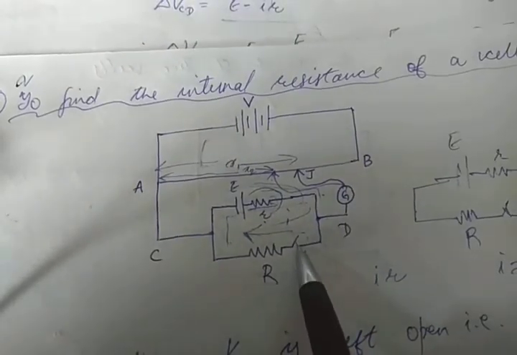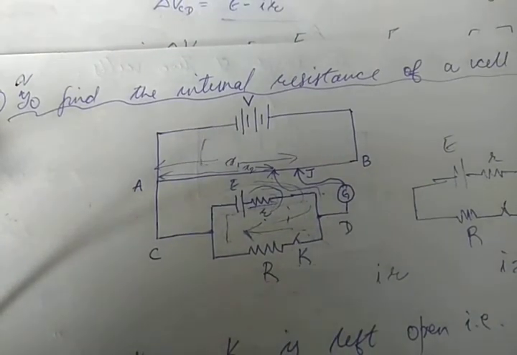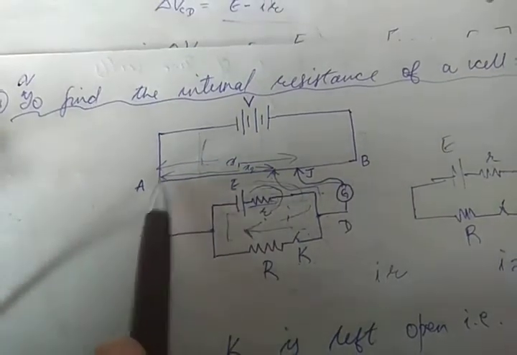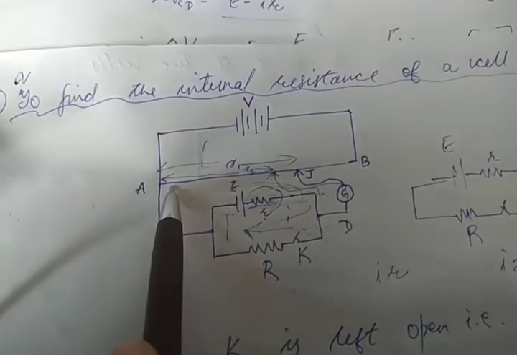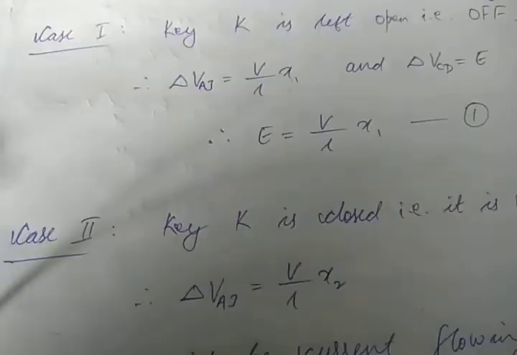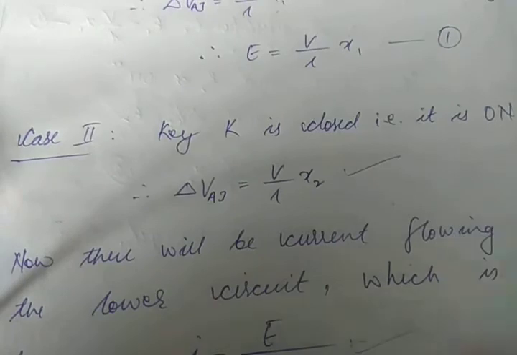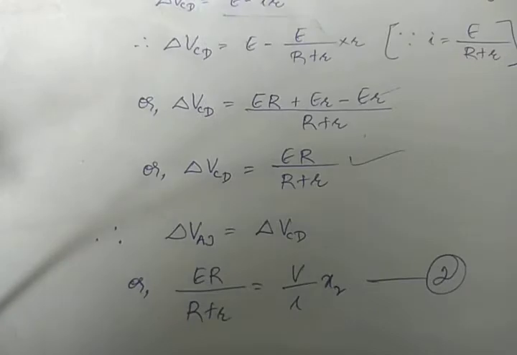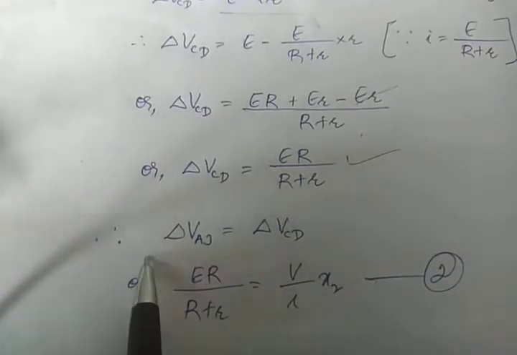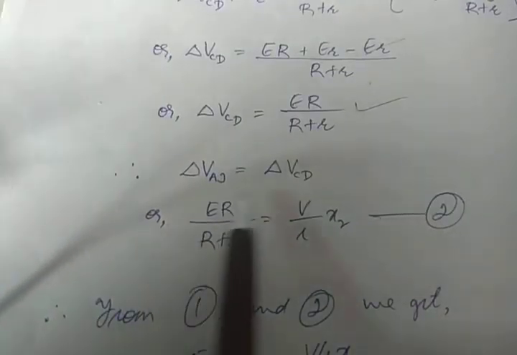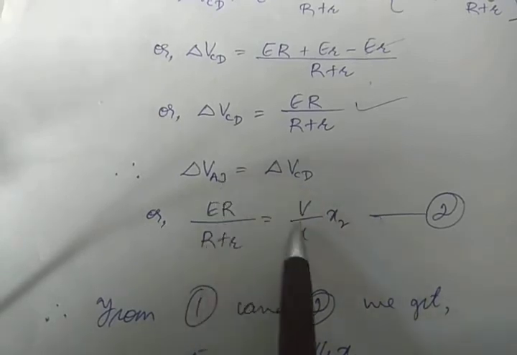Now delta VCD is this much. But at null point, remember we've closed this key, and we've achieved the null point at this point. So at null point, the potential difference across AJ, which is V upon L into x2, has to be equal to the potential difference across CD. So when the key is closed, delta VAJ is this much, and this has to be equal to delta VCD, which is this. That is exactly what we've done.